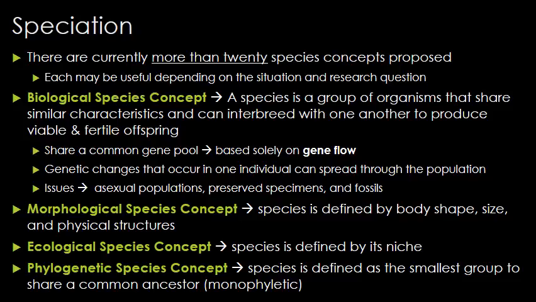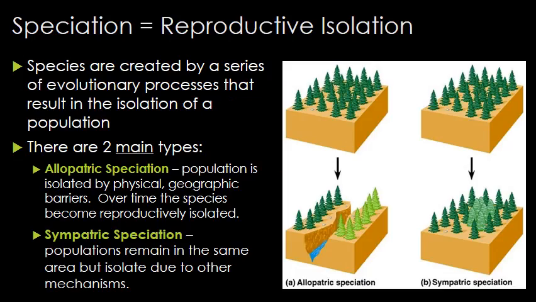Morphological species concept, basically the body shape, size, and physical structures. The big problem with that is analogous structures. Ecological species concept, a species is defined by its niche. So are all parasites the same species? Probably not. So it's useful when you're studying ecology things, but not really when you're looking at biology. The phylogenetic species concept is based off of common ancestry and monophyletic trees, which we'll look at later. And all of these different definitions have their uses. If there was one definition that answered all of the problems, there would only be one definition, and we have more than 20.